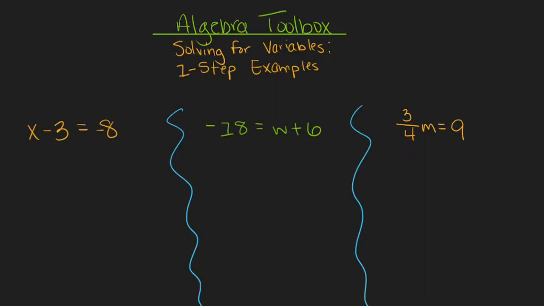I'm Amy and today we are going to walk through some examples of solving one-step equations for different variables. Now what a one-step equation means is there's only one relationship with the variable that we have to break before we get that variable on its own.